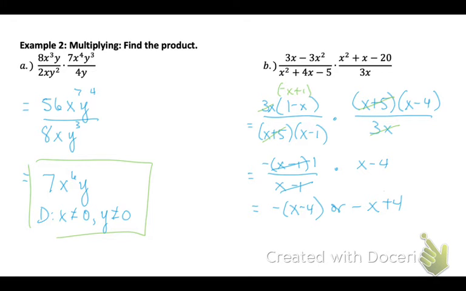And then finally, for our domain rule, we're going to look all the way up before we simplified and make sure that we exclude negative 5, positive 1, and 0, because those are all the values that would make the denominator expressions 0.